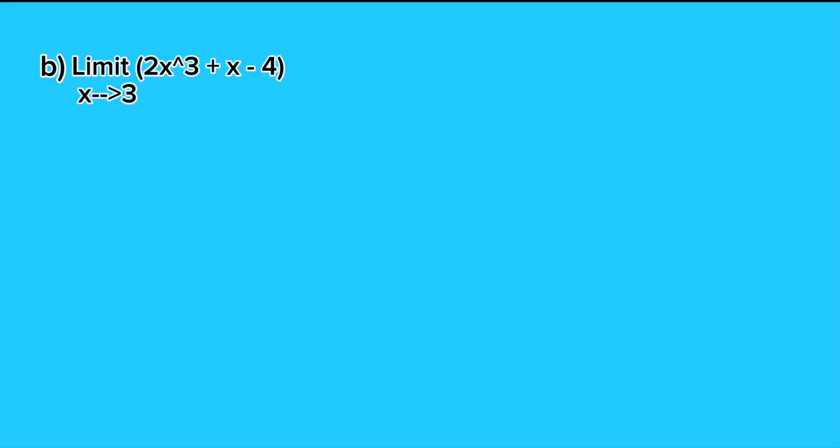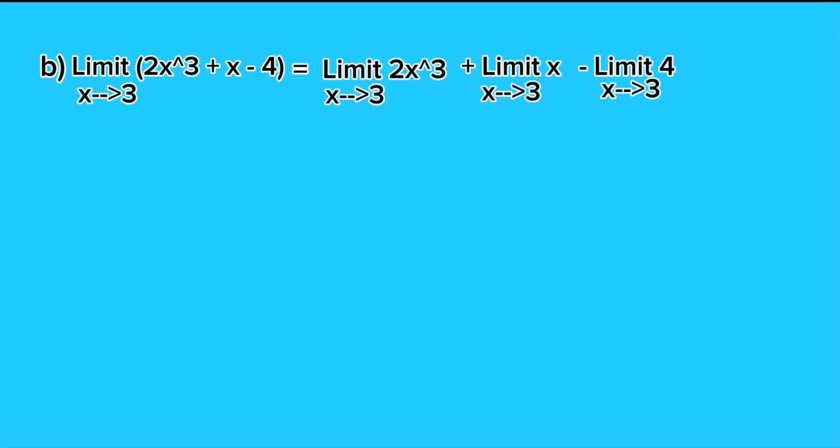The limit of 2x cubed plus x minus 4 as x approaches 3 equals the limit of 2x cubed as x approaches 3, plus the limit of x as x approaches 3, minus the limit of 4 as x approaches 3, equals 2 multiplied by 3 cubed plus 3 minus 4. And the final answer is equal to 53.